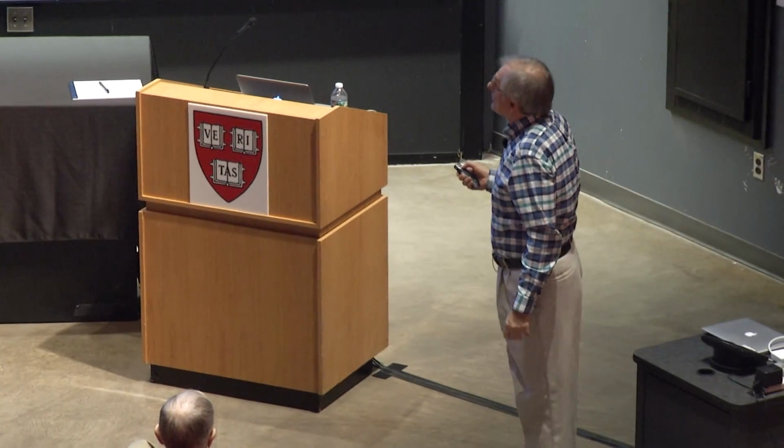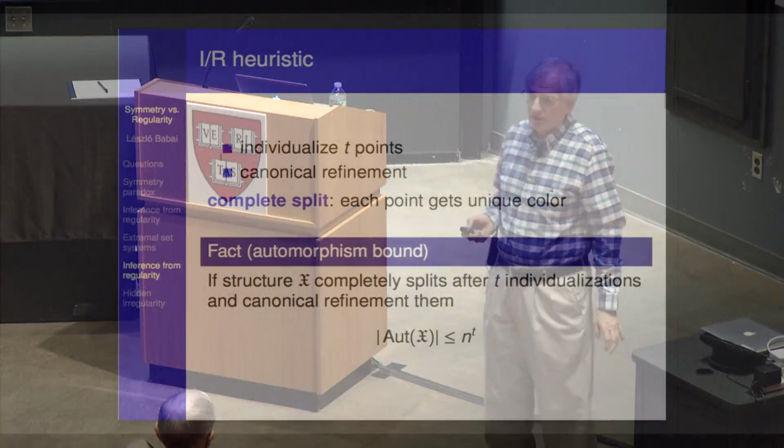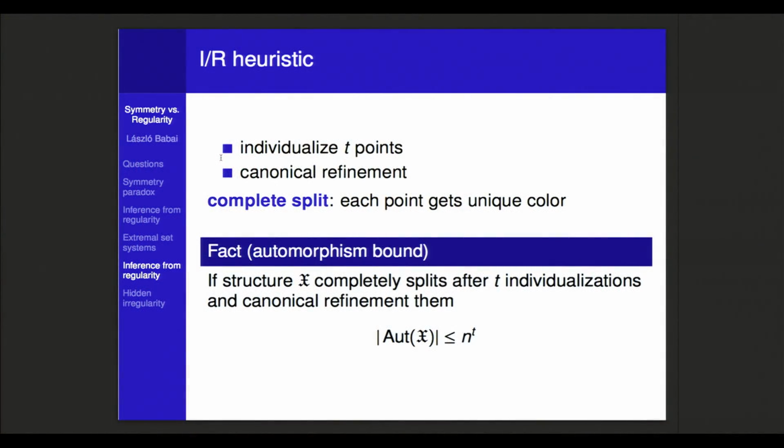If individualizing t points can result in a complete split, then obviously the automorphism group is not greater than n to the power t, where n is the number of vertices. Because this just means that we individualize t vertices. We just have to look at how we can map those t vertices into the other graph, or the same graph if we look at automorphisms. And every such mapping has at most one extension to an automorphism or to an isomorphism.